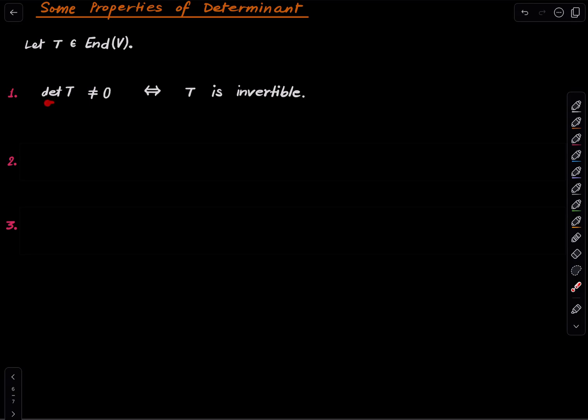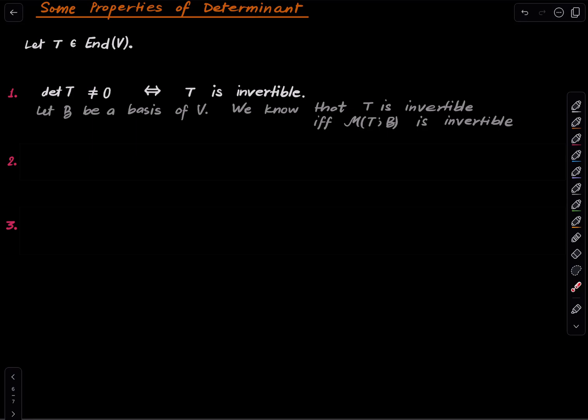Note that T is an endomorphism on V. The determinant of T is non-zero if and only if T is invertible. Okay, why is that? Well, fix a basis B. We know that T is invertible if and only if the matrix of T with respect to B is an invertible matrix.